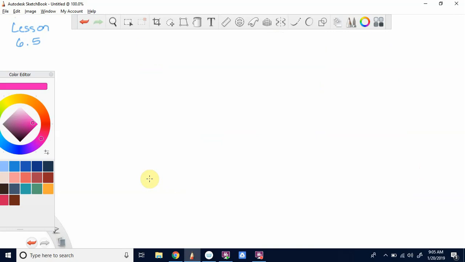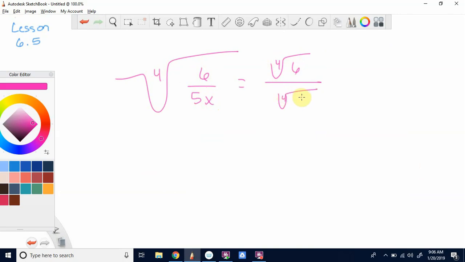Let's do example 2b. Example 2b is the fourth root of 6 over 5x. Well, 5x is not a factor of 6, so I'm going to separate them. And I notice that 6 is 2 times 3, so I can't simplify, and I can't simplify this. This is simplified. However, I have a radical, but my index is not 2, so I need to multiply. So put your box so you don't forget, because you know you have to multiply by some form of 1.